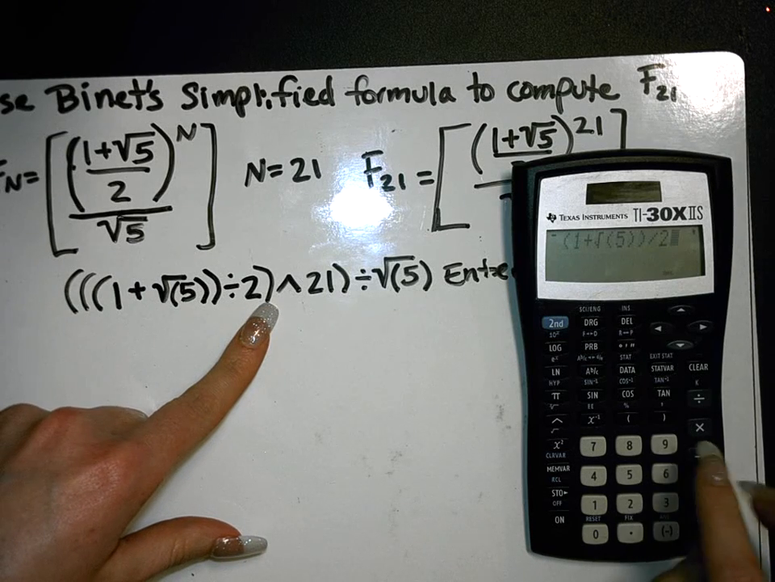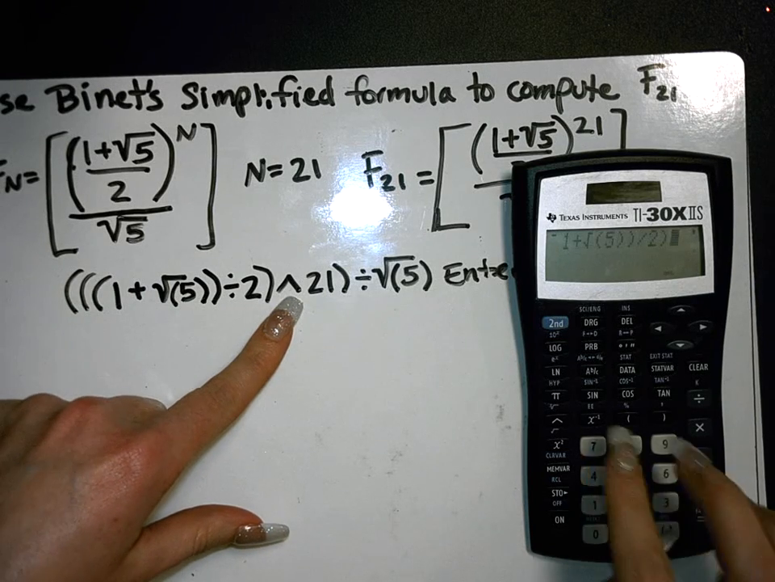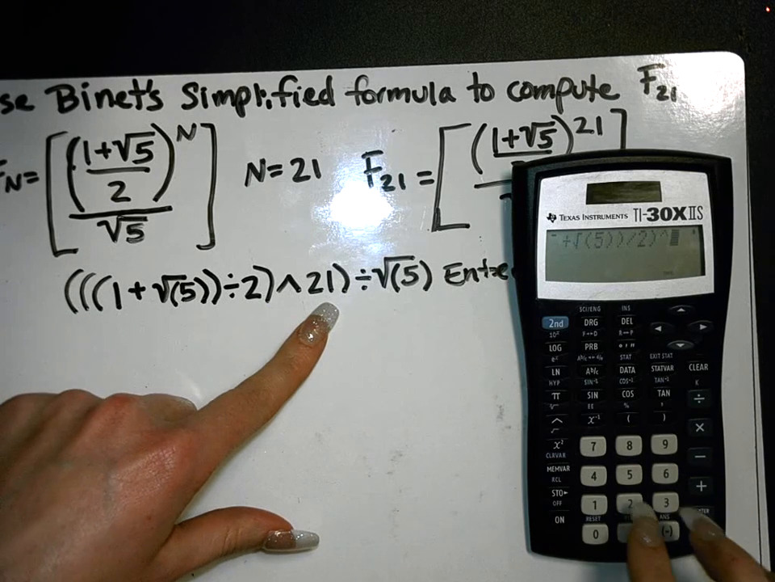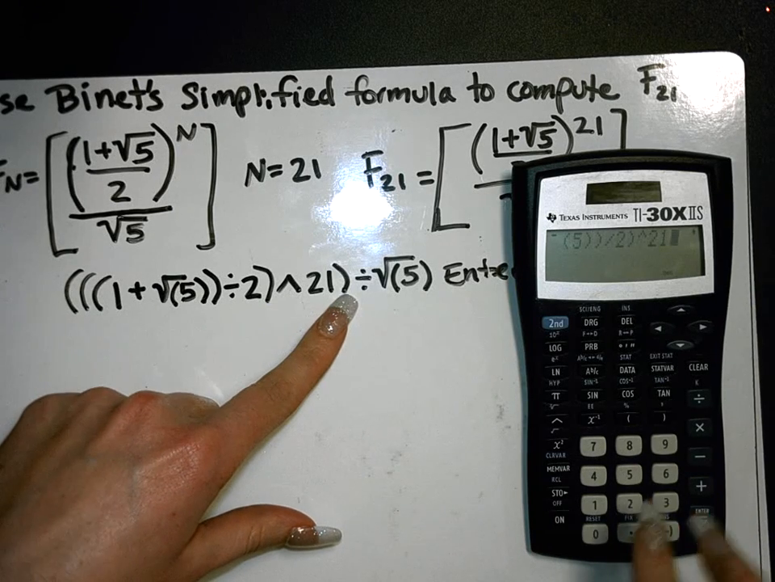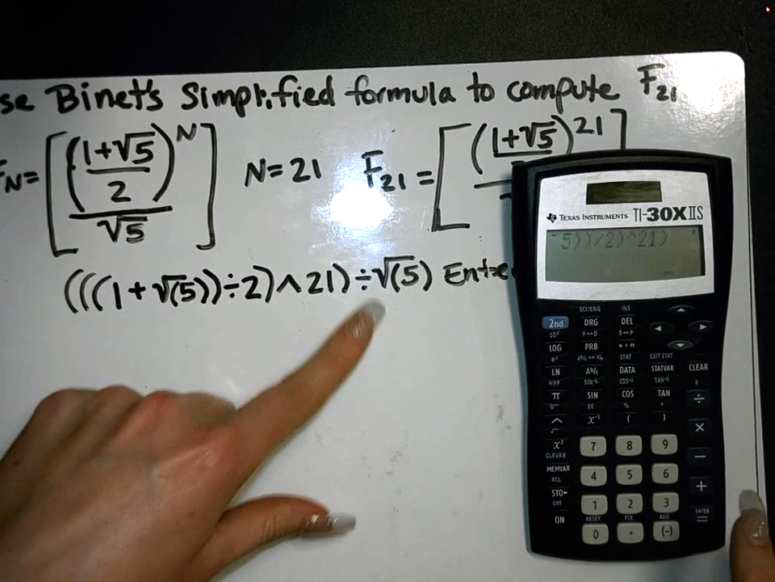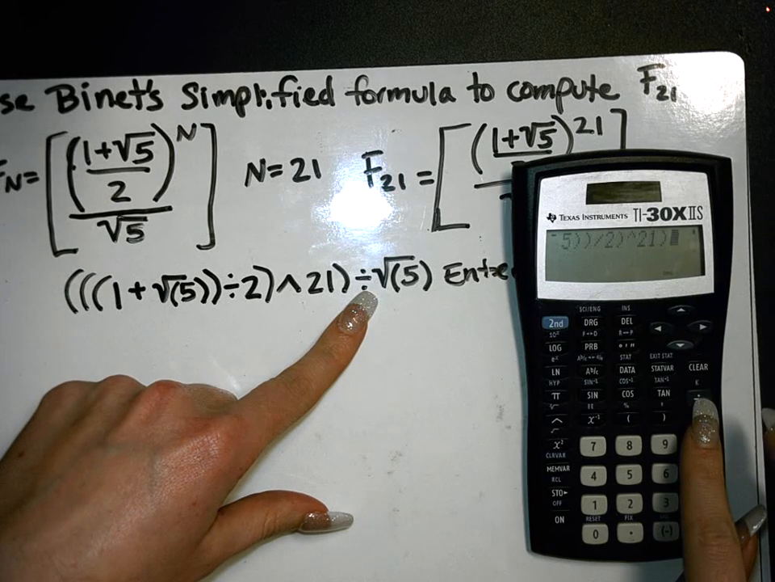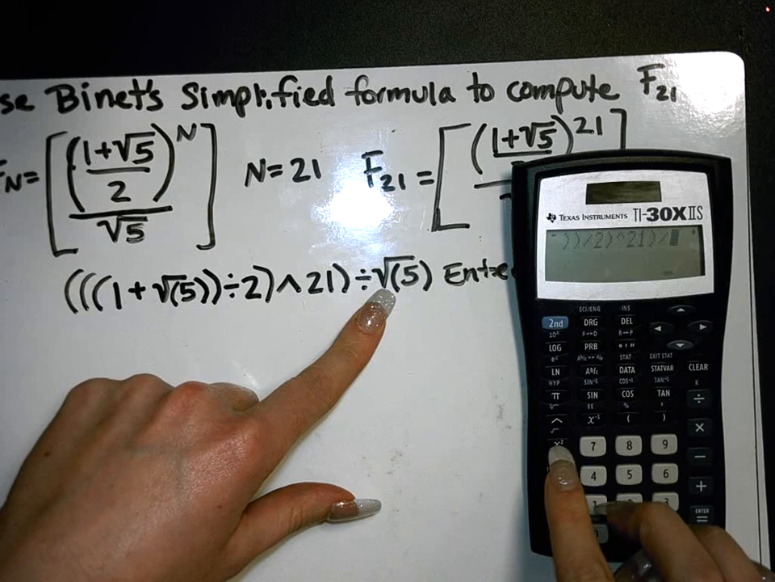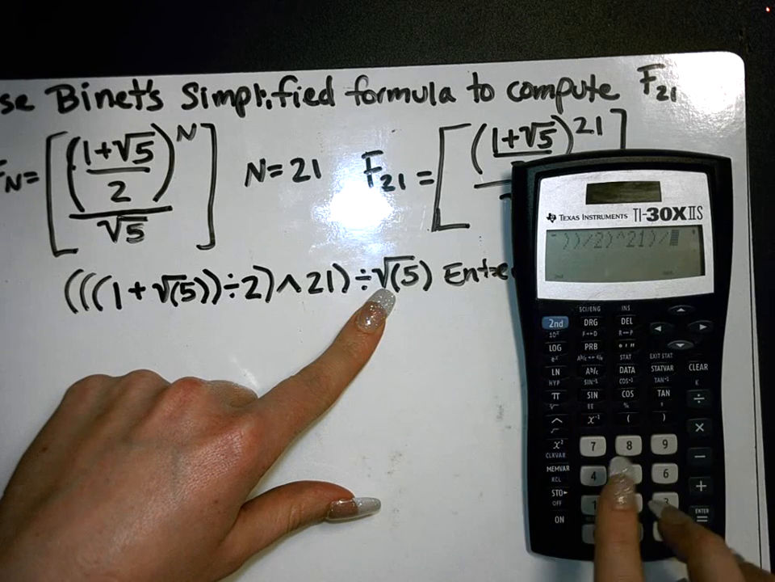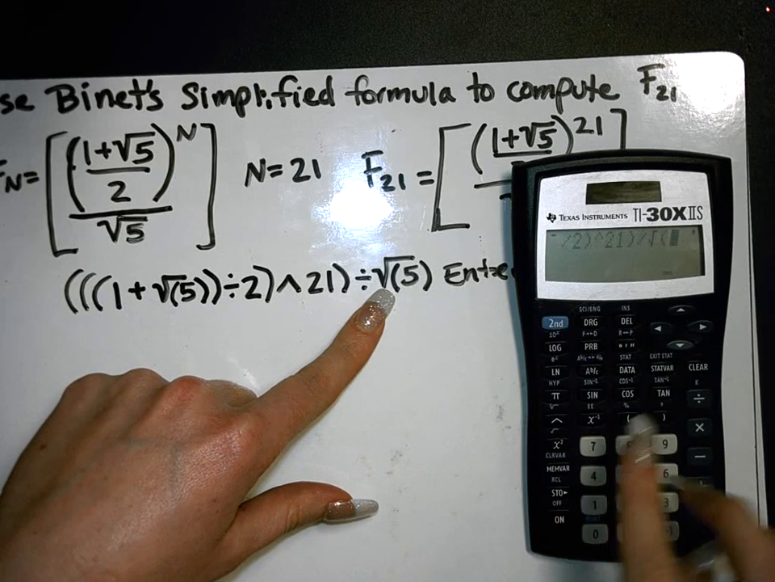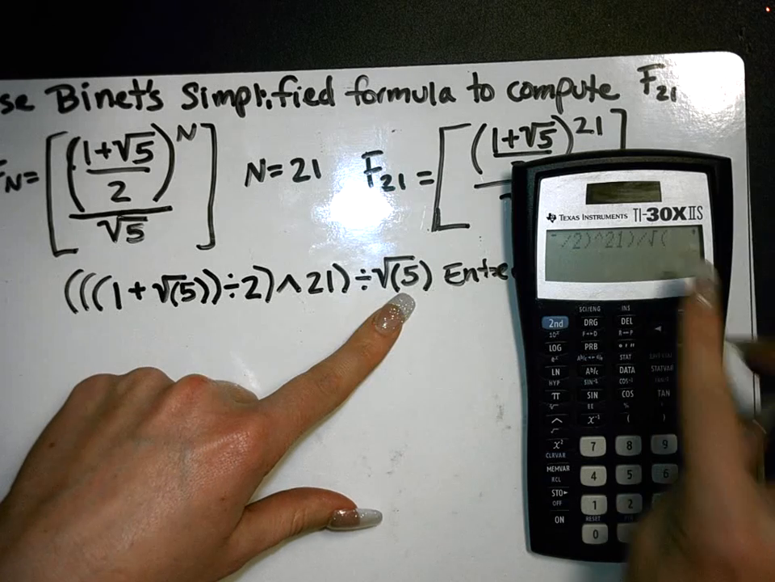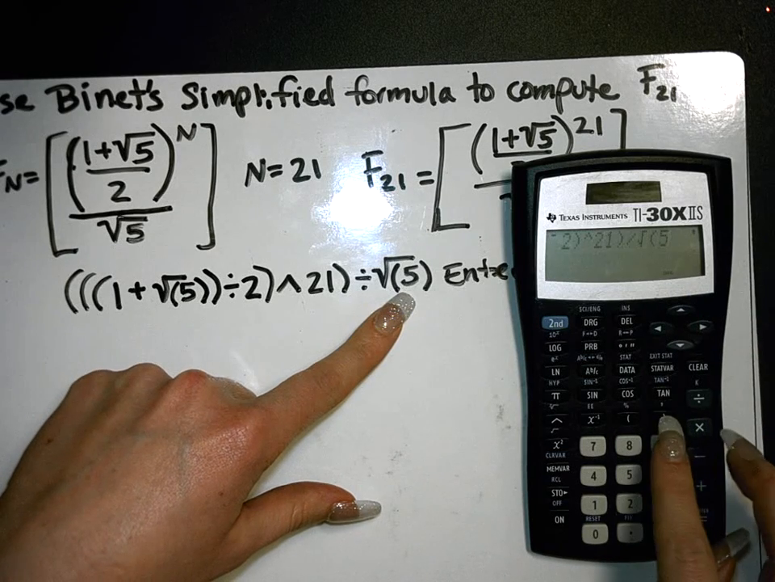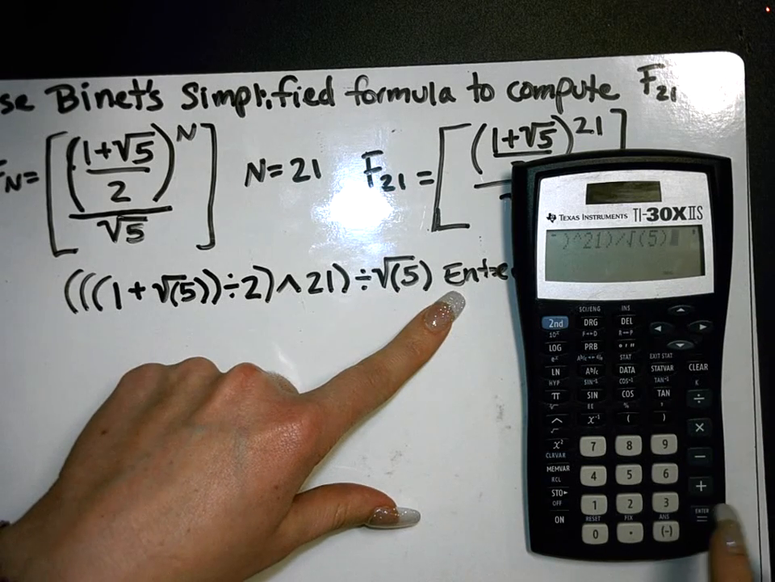Then close the parenthesis and then raise it to the 21st power, and then close the parenthesis and then hit divide by. Then we have to do a square root again, so it's the second, this x squared is going to give us this square root, and then 5, and then close the parenthesis, and then hit enter.